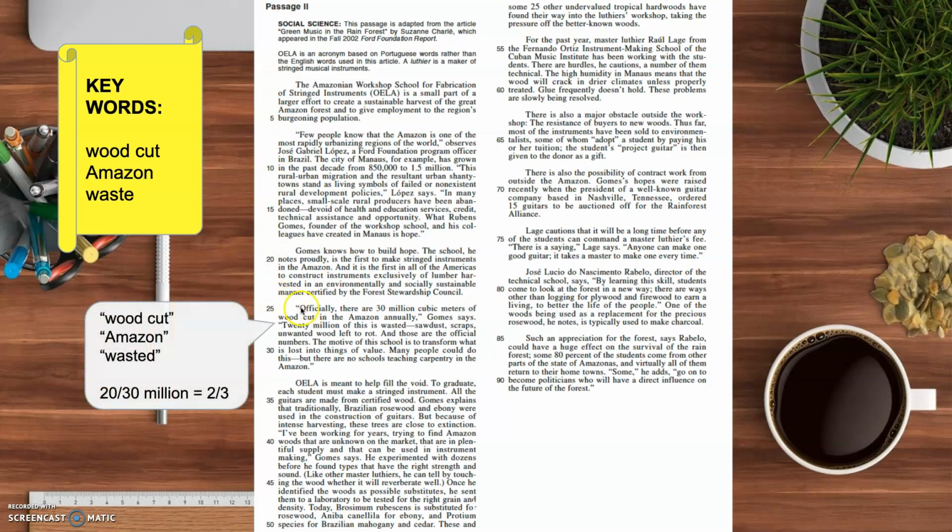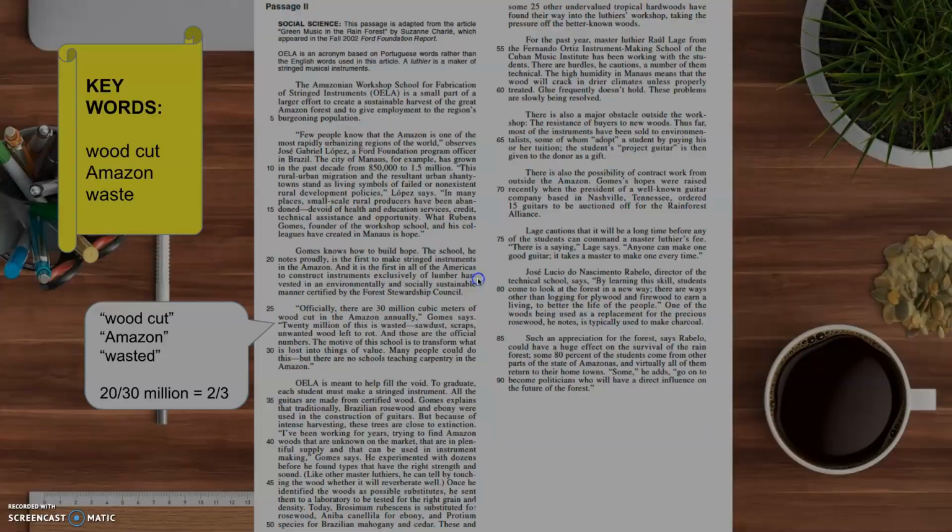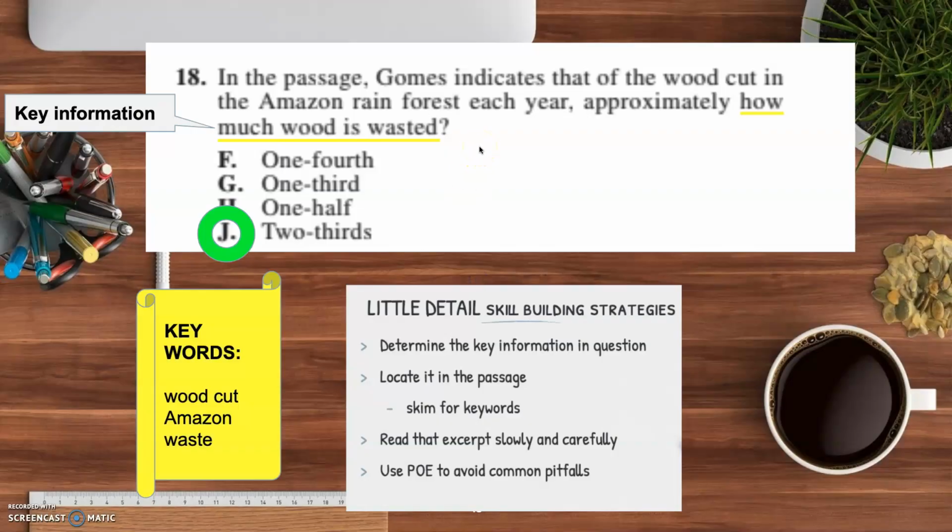Okay. Officially, there are 30 million cubic meters of wood cut in the Amazon annually, Gomez says. 20 million of this is wasted. Look at that. All 3 of my keywords were there in this paragraph. Now I just need to figure out how much was wasted. It says 20 million out of 30 million, which gives us 2/3. Okay, so let's look back at our answer choices. And notice here, 2/3 is one of our answer options.